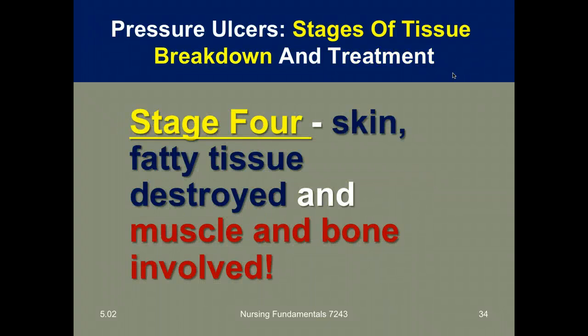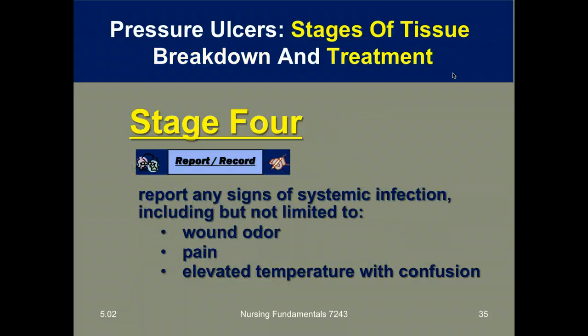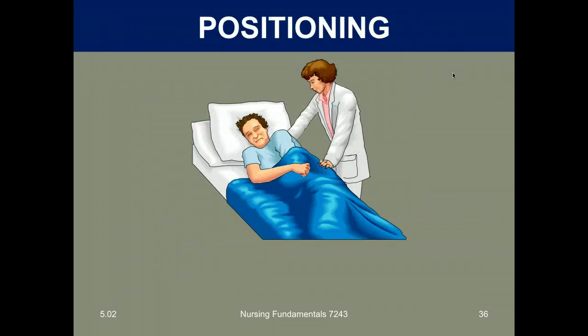Stage 4 involves the skin, fatty tissue is destroyed, and then the muscle and the bone become involved. Report any signs of systemic infection that include but aren't limited to wound odor, pain, temperature, and with the temperature, confusion. So let's talk about positioning.